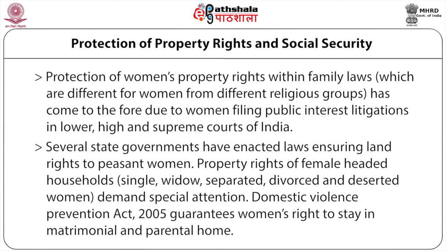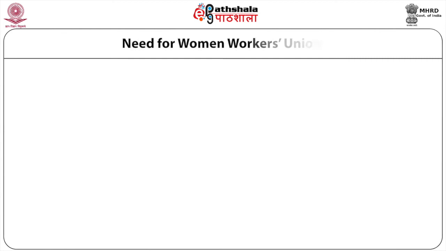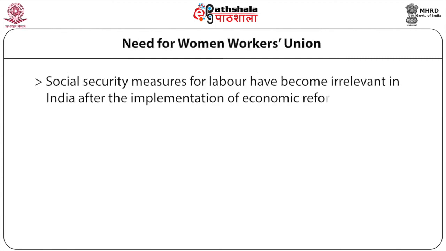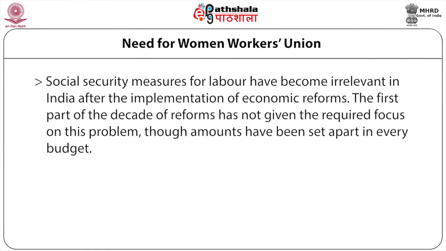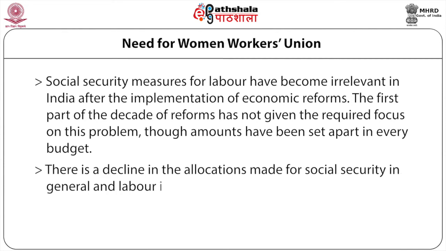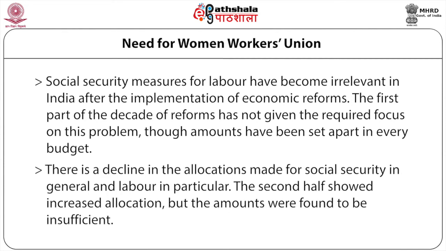In the post independence period, an increasing number of individual women and women's groups have demanded property rights and their implementation in reality. Social security measures for labour have become irrelevant in India after implementation of economic reforms. The first part of the decades of reforms has not given the required focus to this problem, though amounts have been set apart in every budget. But the main thing is the utilization of this outlay. There is a decline in the allocations made for social security in general and labour in particular. The second half shows increased allocation, but the amounts were found to be insufficient.